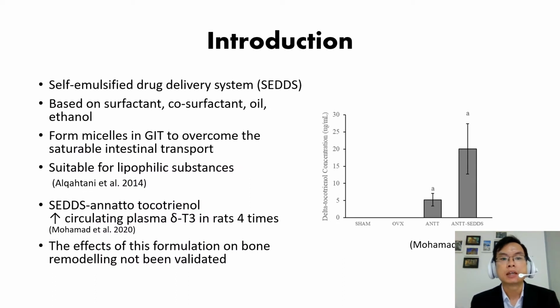And here comes the self-emulsified drug delivery system, SEDDS. It is a system based on surfactant, oil and ethanol that will help a drug to form a micelle in the gastrointestinal tract to overcome the saturable intestinal transport. It is suitable to be used for lipophilic substances like tocotrienol. In our previous study, we have shown that SEDDS actually improved the circulating plasma delta-tocotrienol by 4 times in rats fed with SEDDS-formulated annatto compared to those fed with unformulated annatto. However, we are still not sure whether these formulations will enhance the bone remodeling effect.